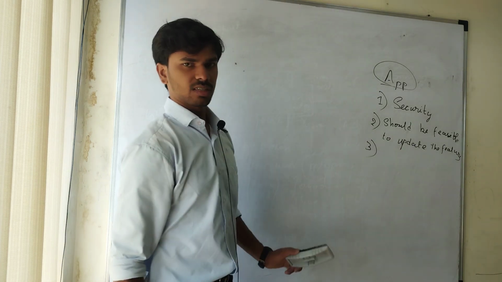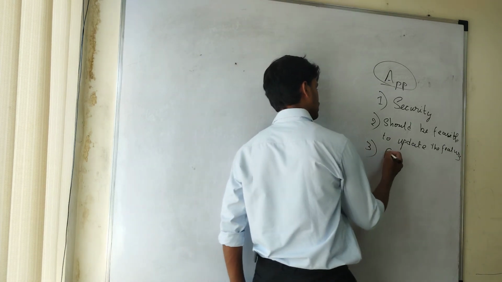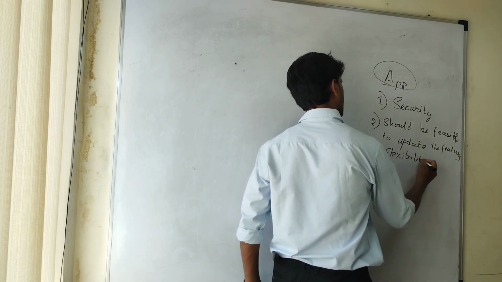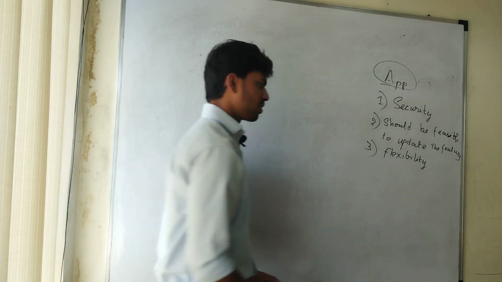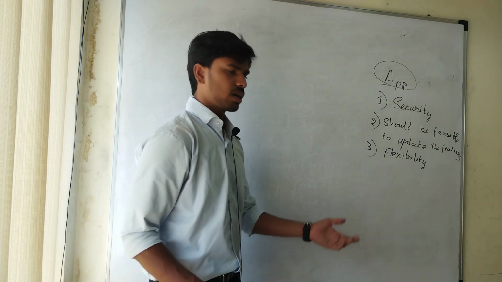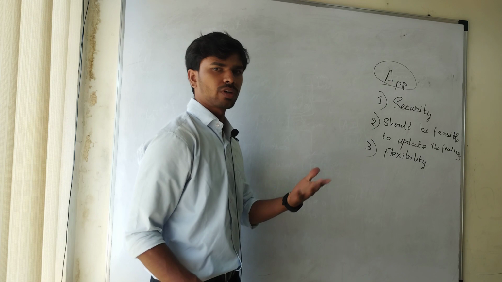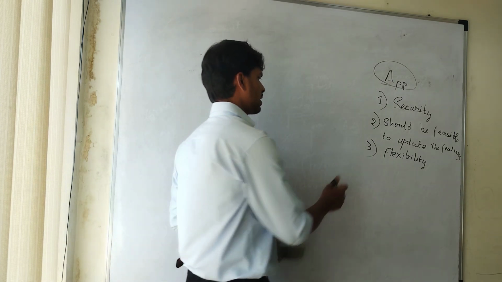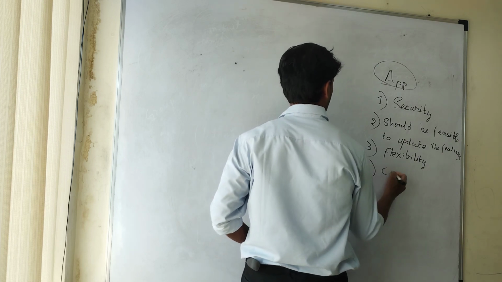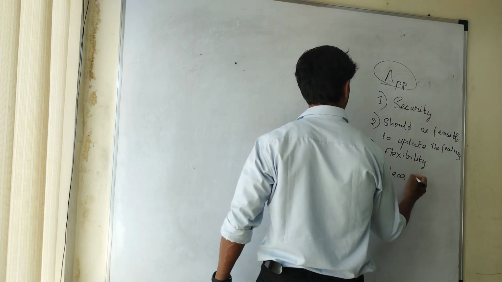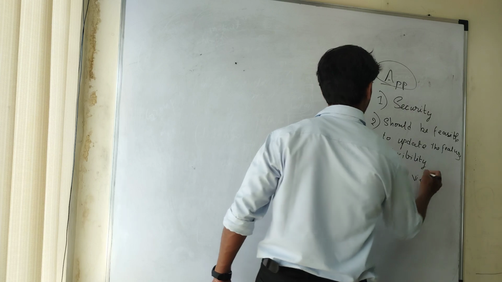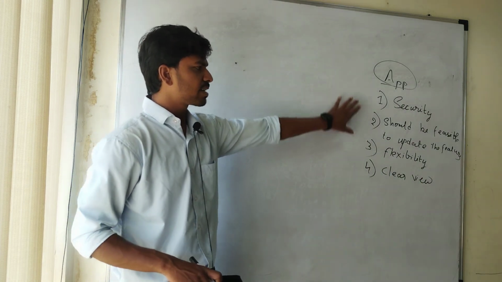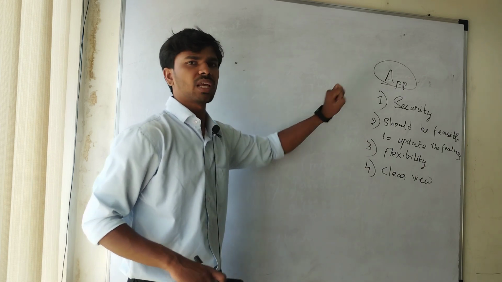And the third one is we have to provide flexibility to the user to perform the operations in different ways. For example, we can see in the mobile phone, right? We can make the online payment through different ways. That kind of flexibility in every application is mandatory. And the last one is whenever you create any application, there should be a clear view for the user to utilize all the resources. These are the basic criteria to develop any application.